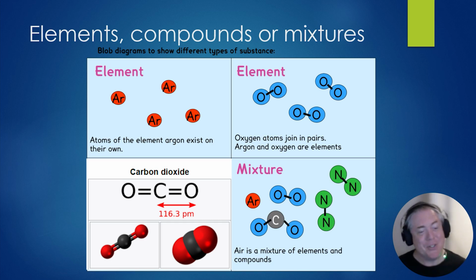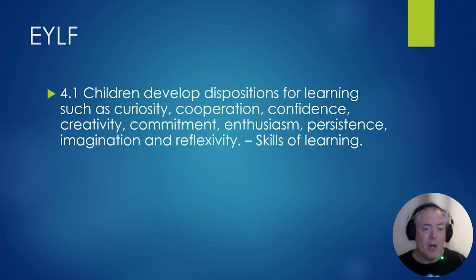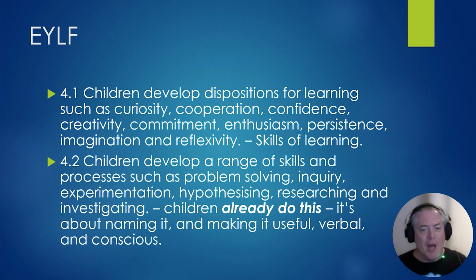Most substances are mixtures. Now let's pop into the curriculum and take a quick look at what we've got to learn. This is the Early Years Learning Framework, 4.1. Children developing curiosity, which is something kids are really good at. And 4.2, a range of skills such as experimentation, hypothesizing, researching and investigating. Children, I said, already do this. It's about naming it, making it useful, verbal and conscious, breaking it down into steps and finding ways to represent it through graphs, charts and tables.